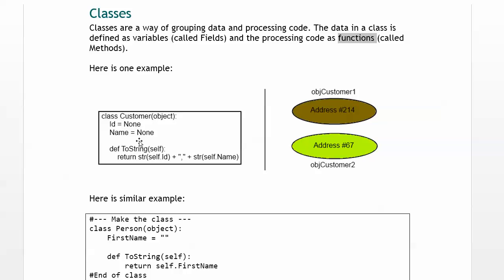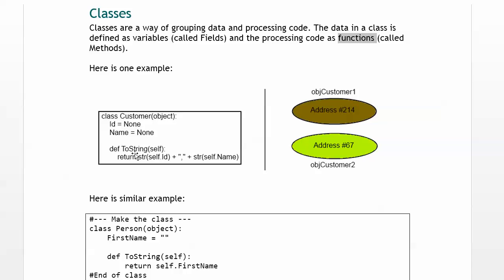Now, one of the differences between a function and a method is the word self. Using the word self indicates that this is actually a method used for objects that are created from the class. In this case, I'm returning the ID and the name as a string, so nothing really fancy going on.